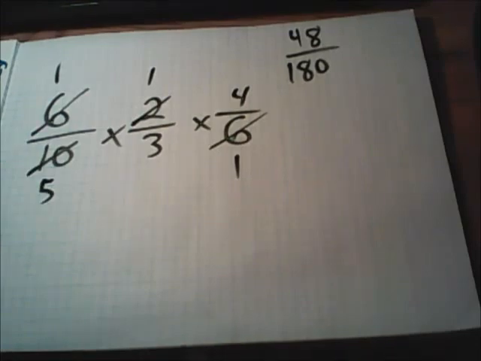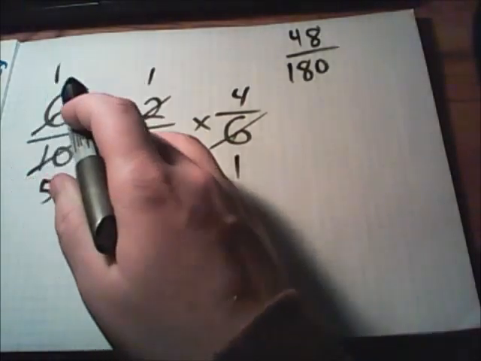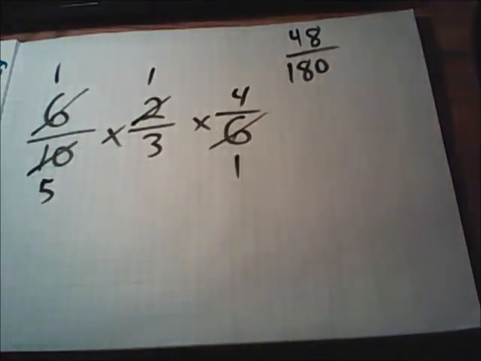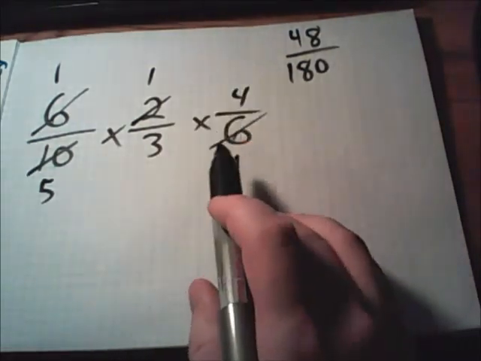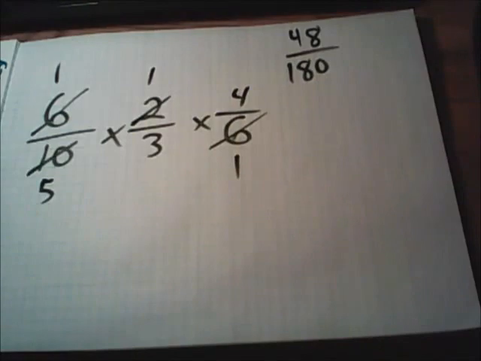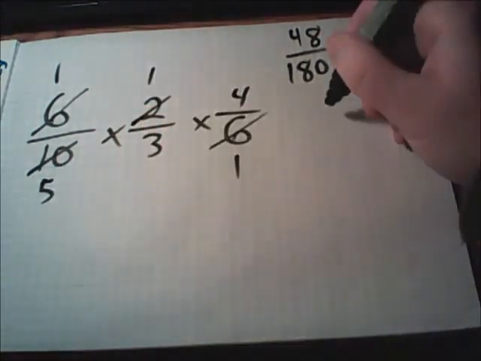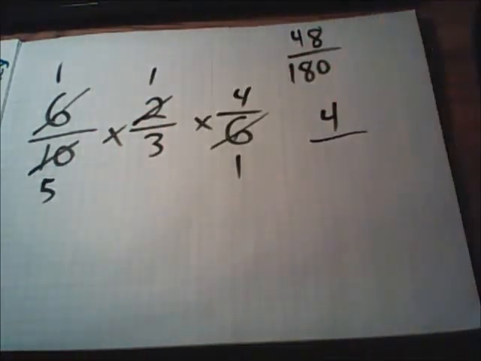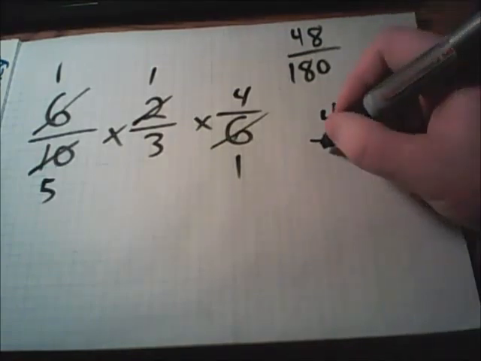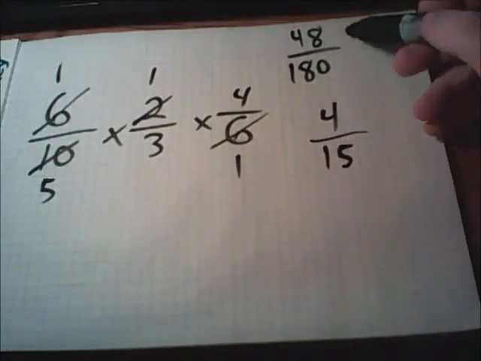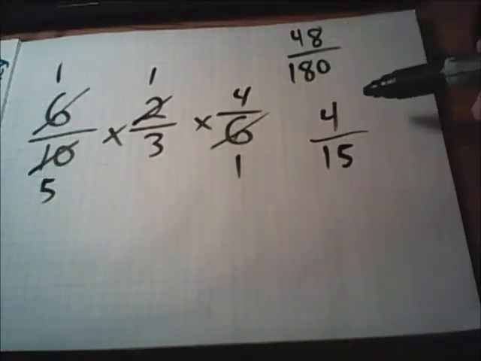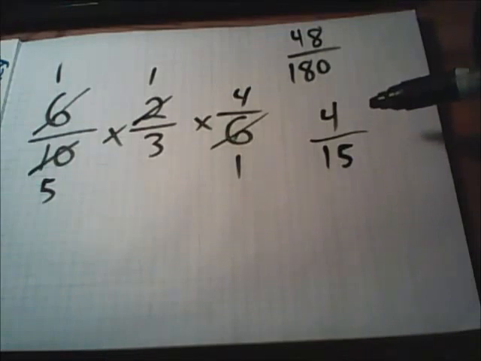Now we have to see if there are any more numbers that we can reduce. 1s will always stay 1s. We can go no lower than that. This 4 has no number on the bottom which can be reduced alongside it. So we're going to have to go ahead and multiply across. 1 times 1 times 4, just giving us 4 on the end. And then those bottom numbers. 5 times 3 is 15, times 1 is going to leave it 15. So 48 over 180 ends up reducing down to 4 over 15. I would much rather do it this way and save myself a lot of headache.